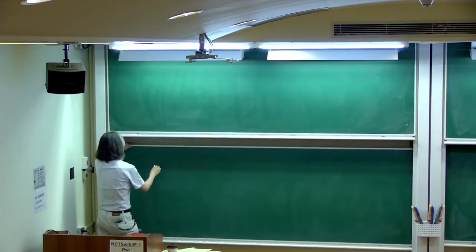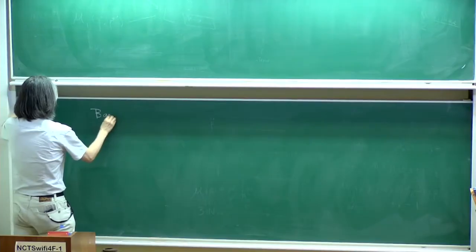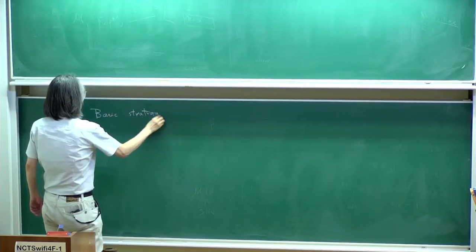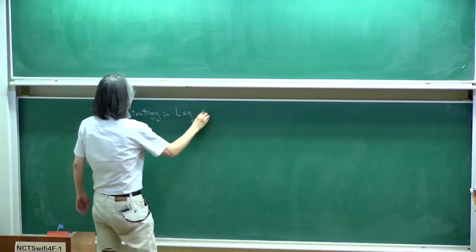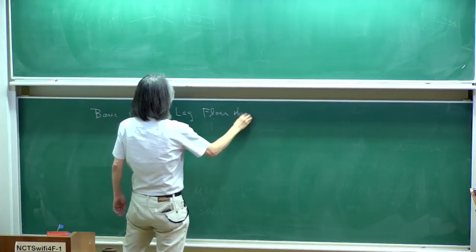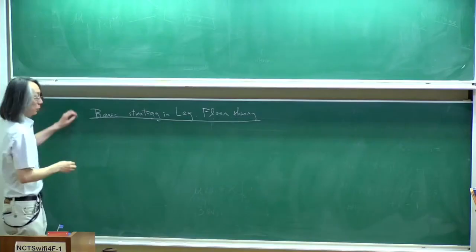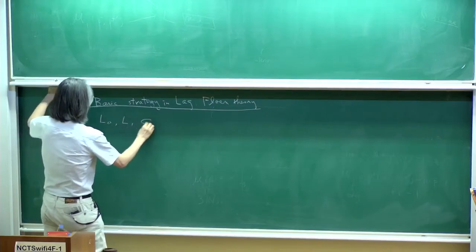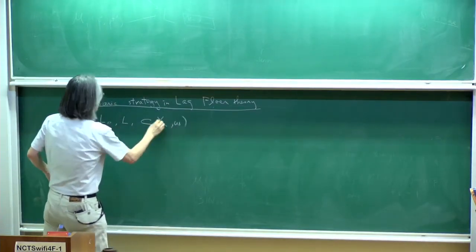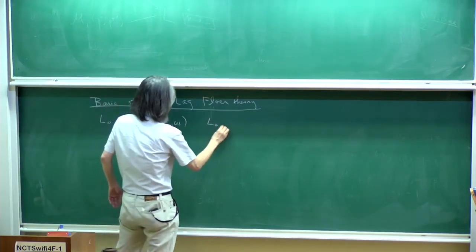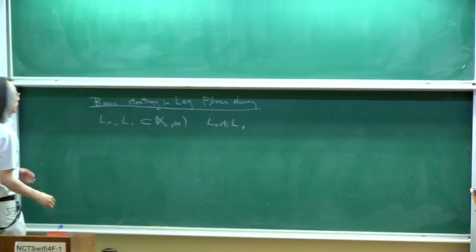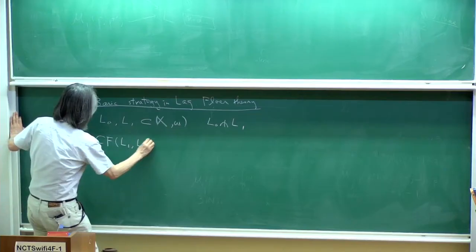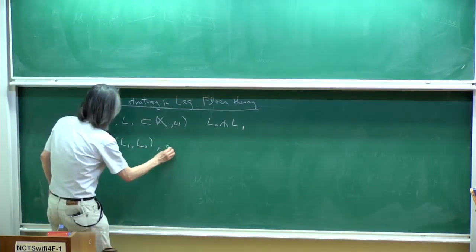So maybe now I just say the basic strategy in Lagrangian Floer theory. This is after the introduction part. I always assume that these two Lagrangians are transversal in this talk. And then I have this CF(L1, L0), and I have this delta here.